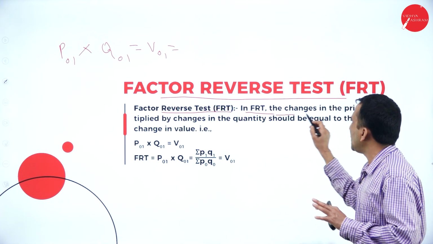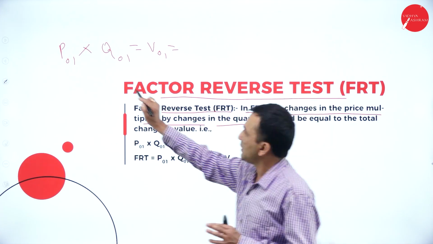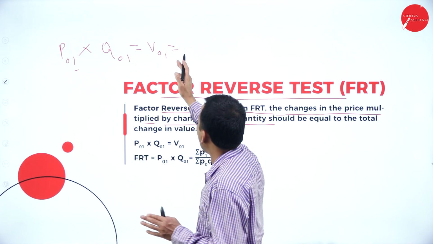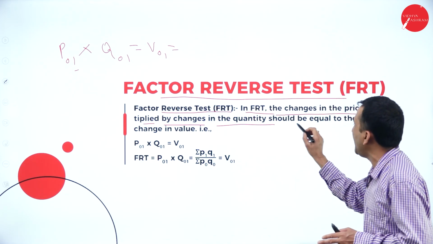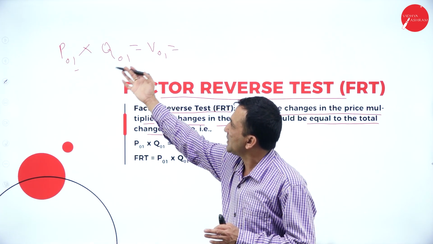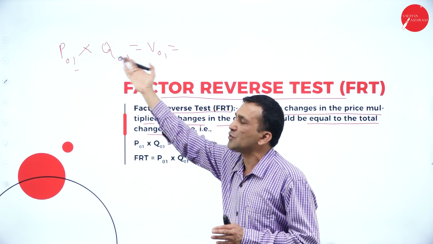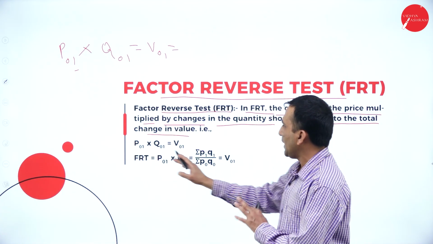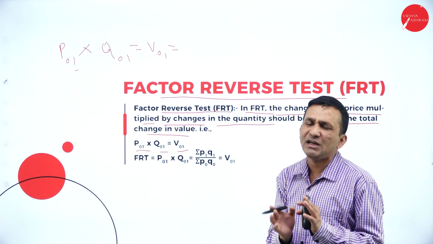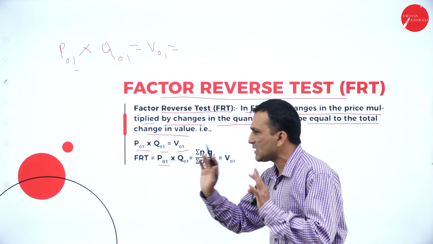In FRT, the change in the price multiplied by the change in the quantity. The price and quantity, if you multiply, is always equal to value. If you try to extend the value, the formula I have specified should be equal to the total change in the value. If 1 rupee changes in the price, the value also changes. If the quantity is increased, the value also changes at the time of multiplying. So here the price index into quantity index, you need to get always equal to the value index. Now you can extend the price index the same, without reverse.